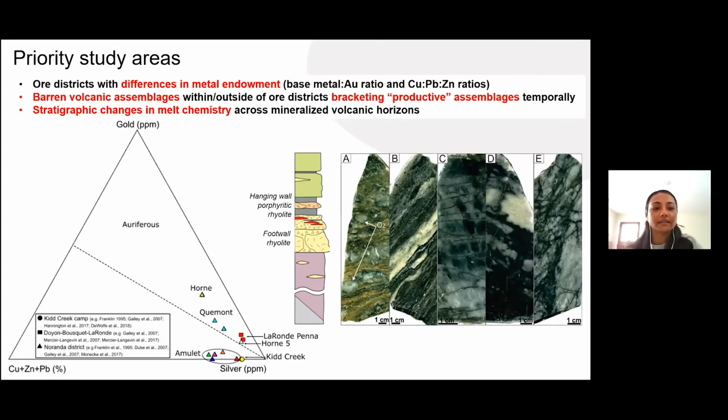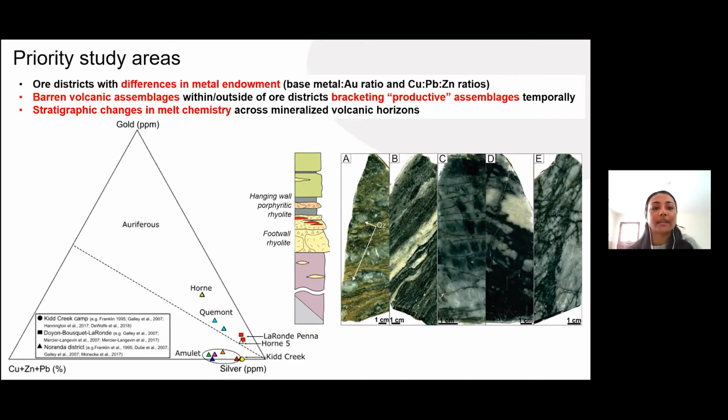Okay, thanks, Jake. So we have chosen three VMS districts for our main study areas: the Kidd Creek Camp, Durham, Bousquet, Laurent Camp, and the Noranda district. These have been chosen because of their differences in metal endowment, specifically their gold to base metal ratios and copper, zinc, and lead ratios. We'll also be studying some lithologies from volcanic assemblages that lie within and outside of our main VMS camps, so that we can compare barren volcanic assemblages to metal fertile assemblages.